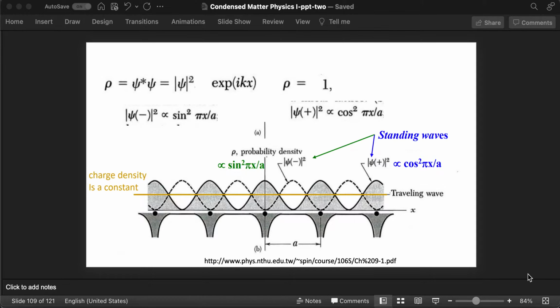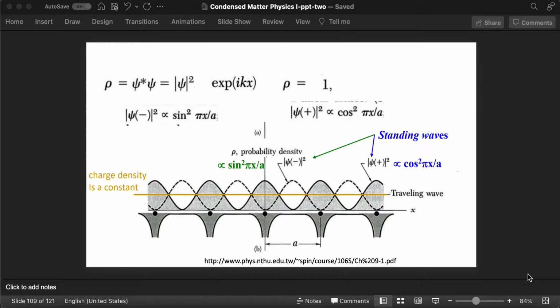Given a wave function psi, the probability density can be defined as psi star psi, and for a charged particle, psi star psi is proportional to its charge density. I can just write charge q times psi star psi, and that will be the charge density. So for a traveling wave, it's just rho equal to 1, because I have e power ikx.